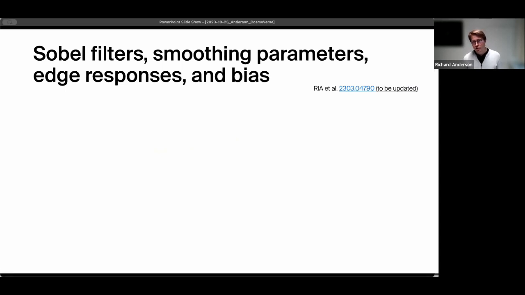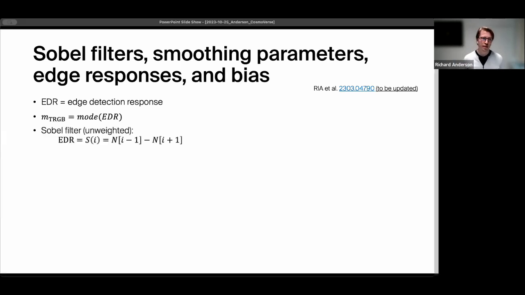So I've been trying to understand what's been going on at this end, and in the revised version of our paper that's currently under review, we have some answers about that. And just to be a little bit technical, I'd like to explain what we've been doing here. So I mentioned that we use a Sobel filter for doing the measurement, but in reality, what people usually call this is the edge detection response, or EDR, and the tip of the giant branch magnitude is simply the mode, the highest point in the EDR.